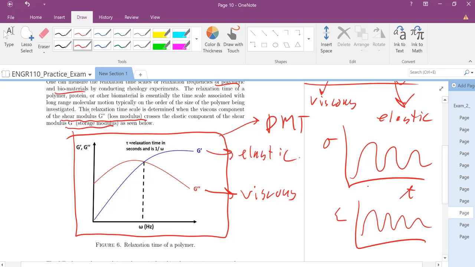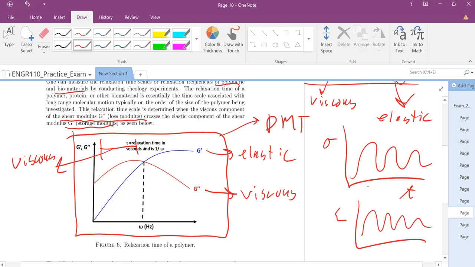So depending on the magnitude of these two, G prime and G double prime, your material will behave like a viscous material or an elastic material. On this side of the curve, when we're applying a stress or strain at low frequencies, you're allowing that polymer or biomaterial to reconfigure and rearrange its structure and respond to that stress. So it's going to flow. So at low frequencies, it's going to behave like a viscous material. And you can see that because the red curve is larger than the blue curve.